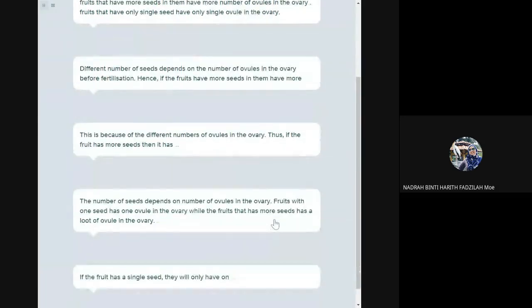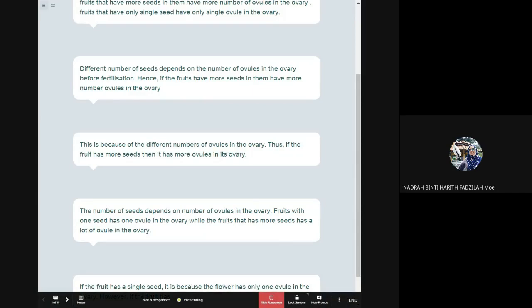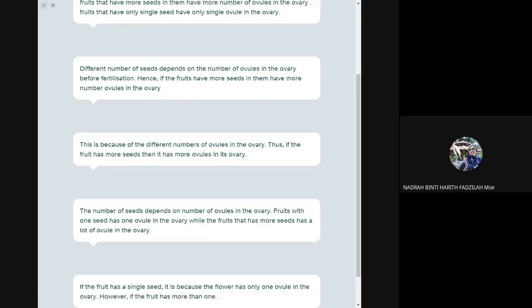Okay, so you can choose to explain either one. If the fruit has only one seed, it is because the flower has only one ovule in the ovary. If the fruit has many seeds, it is because the flower has many ovule in the ovary. So you can choose to explain either one sebab markah dia 2 saja kan. So ada 3 point kat sini ya. So saya share juga dalam Telegram in case you want to update.